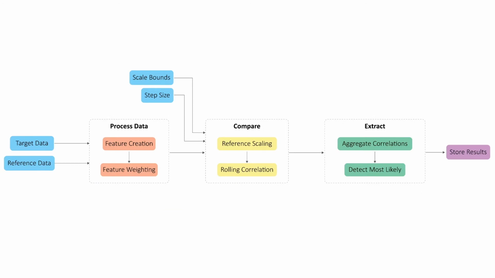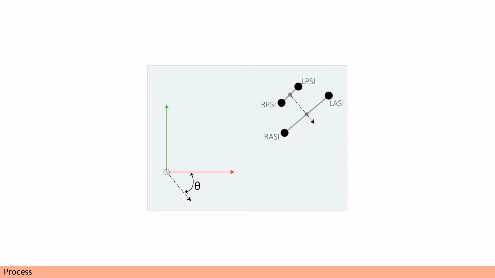There are three main phases of the segmentation algorithm. First, the data is processed for features. Next, these data sets are compared with a rolling correlation, and last, the aggregated correlations are clustered to determine the best candidates. In the following slides, I'll explain these steps in more detail. For each frame in the trial, we reorient the pelvis direction along a single axis so that variations in walking direction across different trials are normalized.